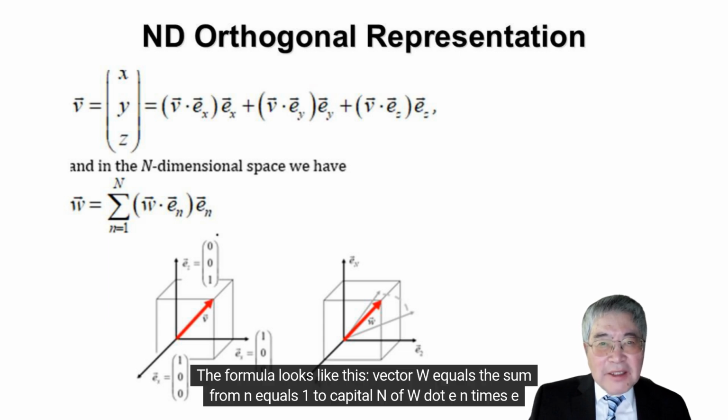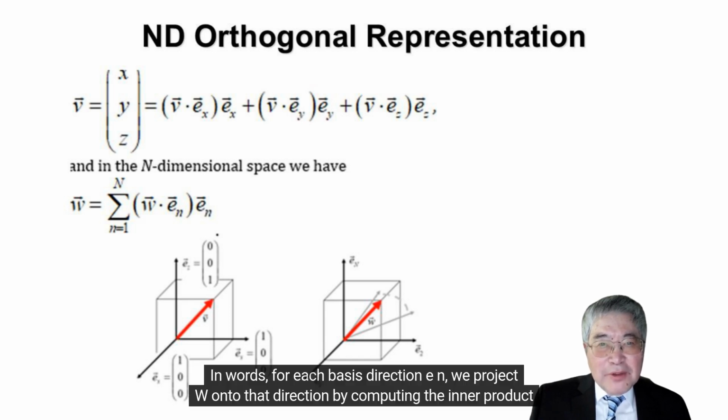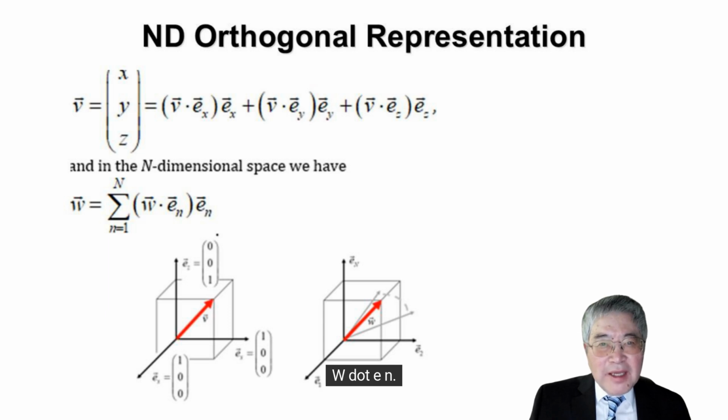The formula looks like this. Vector w equals the sum from n equals 1 to capital N of w dot En times En. In words, for each basis direction En, we project w onto that direction by computing the inner product w dot En.